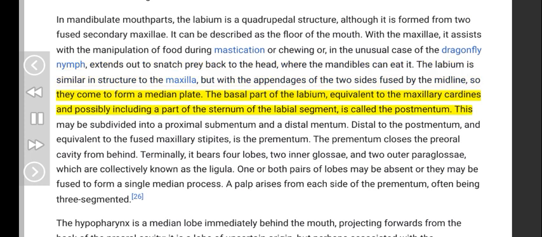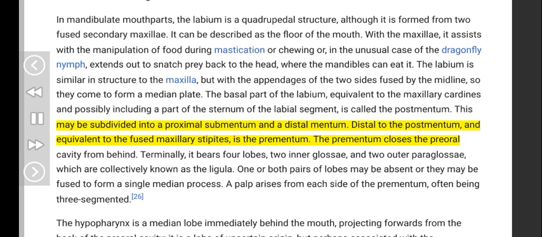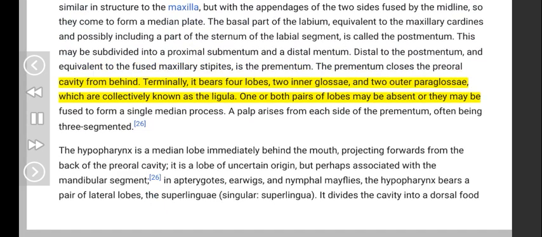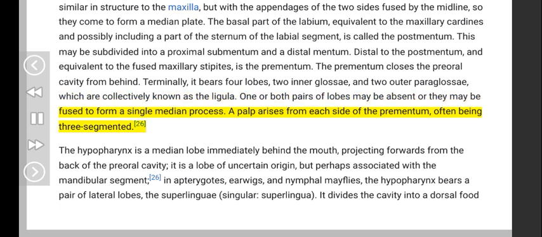The basal part of the labium, equivalent to the maxillary cardines and possibly including a part of the sternum of the labial segment, is called the postmentum. This may be subdivided into a proximal submentum and a distal mentum. Distal to the postmentum, and equivalent to the fused maxillary stipites, is the prementum. The prementum closes the preoral cavity from behind. Terminally, it bears 4 lobes, 2 inner glossae, and 2 outer paraglossae, which are collectively known as the ligula. One or both pairs of lobes may be absent or they may be fused to form a single median process. A palp arises from each side of the prementum, often being 3-segmented.